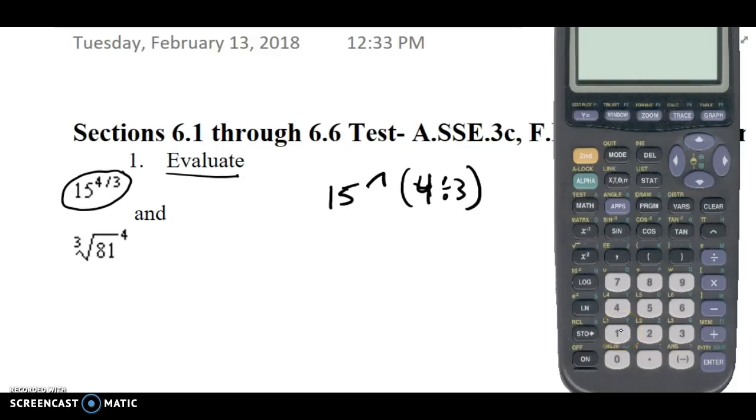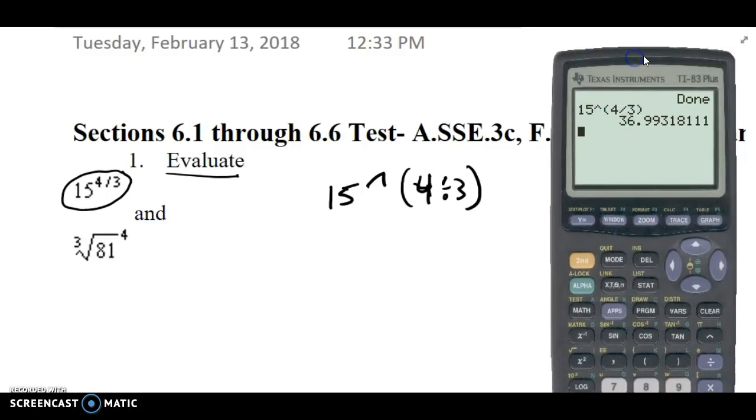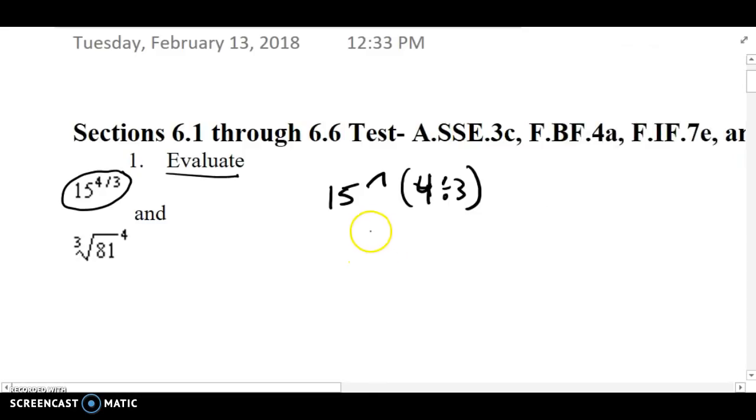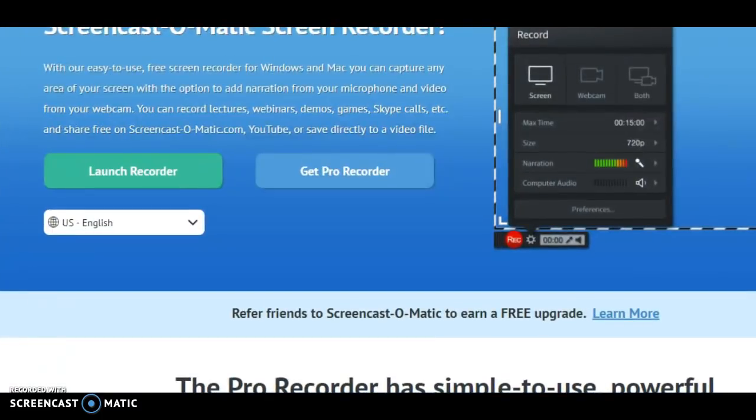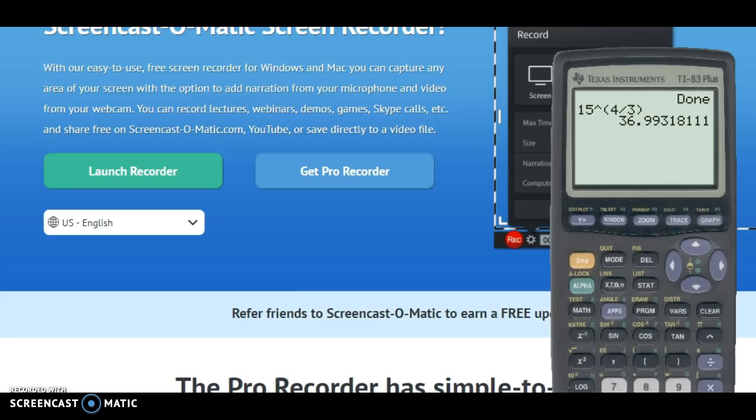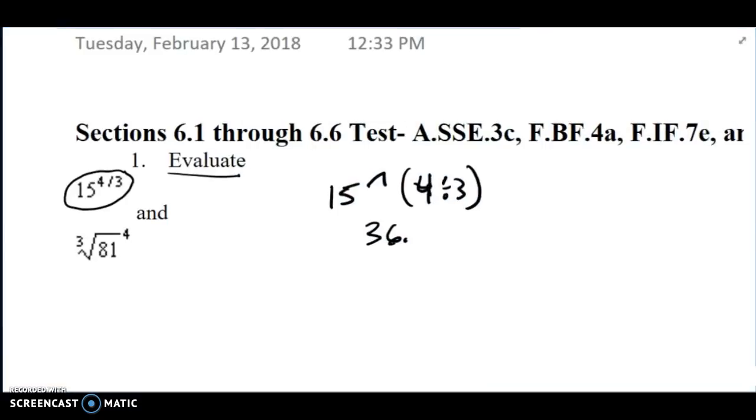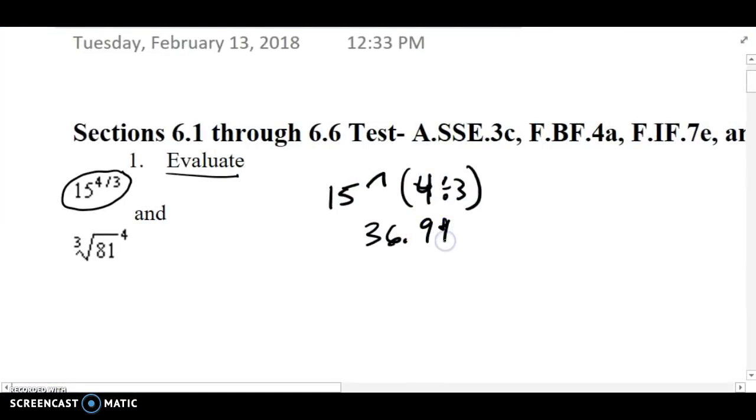So 15, sorry, gotta use the mouse. 15, power button, parenthesis, 4 divided by 3, close parenthesis, enter. So you can see how to put that in right there. And then we get 36.99.